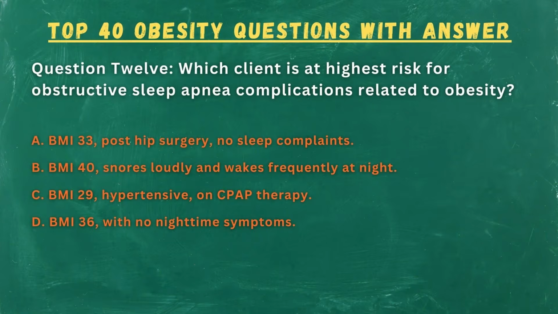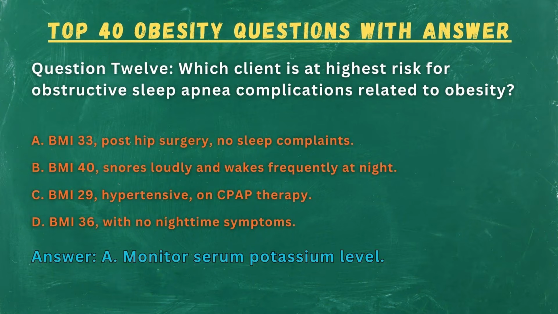Question 12. Which client is at highest risk for obstructive sleep apnea complications related to obesity? A. BMI 33, post-hip surgery, no sleep complaints. B. BMI 40, snores loudly and wakes frequently at night. C. BMI 29, hypertensive, on CPAP therapy. D. BMI 36, with no nighttime symptoms. Answer: B. BMI 40, snores loudly and wakes frequently at night.